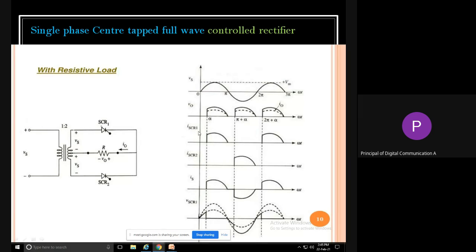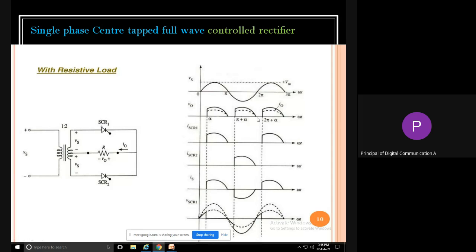So when ISCR1, what is this? This is nothing but when the SCR is getting gate current. So that is at the position of alpha. So 0 to alpha, nothing is there. If you are looking for the output voltage, 0 to alpha, 0 voltage. Alpha to pi, output you are getting. Again, pi to pi plus alpha, 0 output. After that, pi plus alpha to 2 pi, you will get the output.